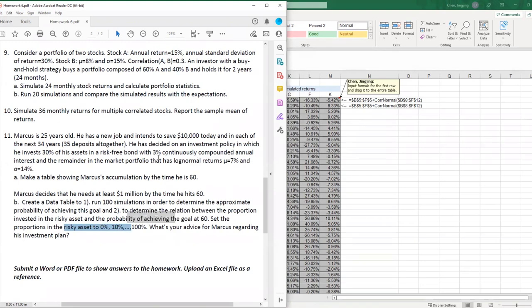Here, currently, the assumption is that the proportion invested into the market portfolio will be 1 minus 30%, which is 70%. So we're going to vary this proportion of his portfolio from 0 all the way to 100% and make the advice regarding some changes that Marcus can make for his investment plan.